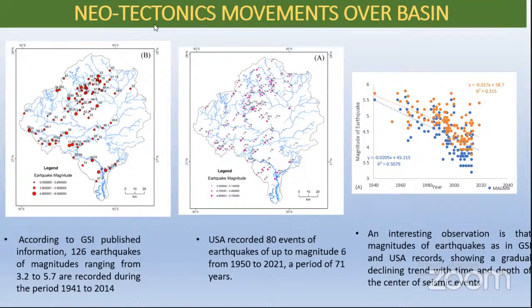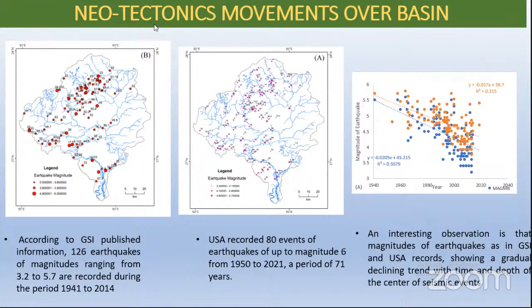of 0 to 6 for GSI, and the USGS also indicates 1950 to 2021, 71 years, and there are also 80 events that occurred. But in GSI records, from 1941 to 2014, there are also 126 earthquakes that occurred within this river basin.